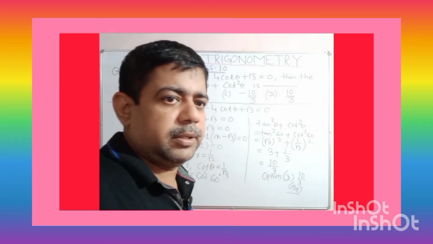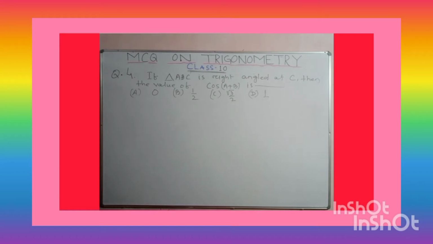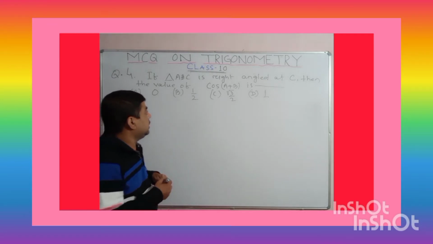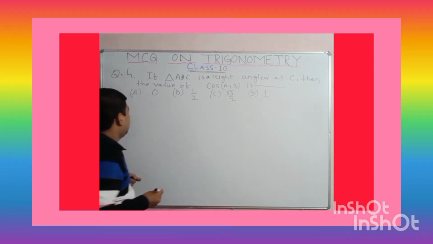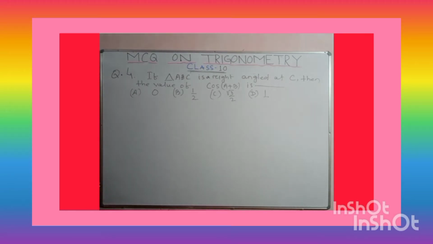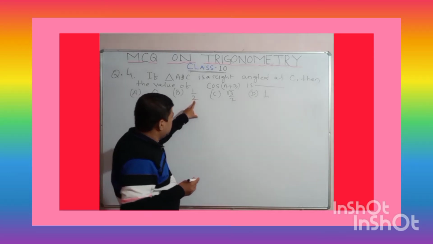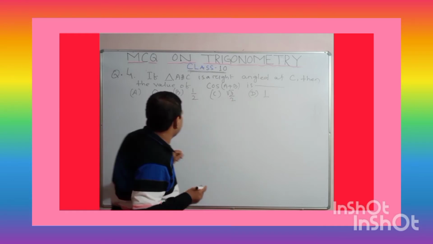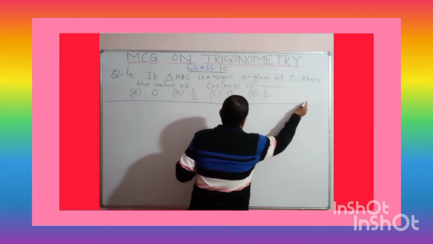Okay, thank you. Next question I am discussing. If triangle ABC is a right angle triangle at C, then the value of cos(A + B) is: option A is 0, option B is 1 by 2, option C is root 3 by 2, option D is 1. This is another simple problem from your trigonometry.